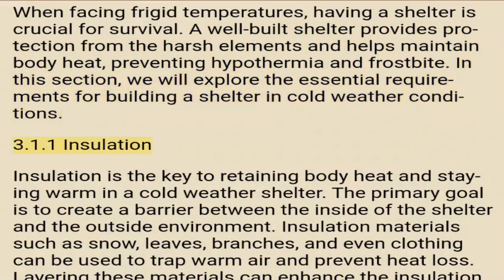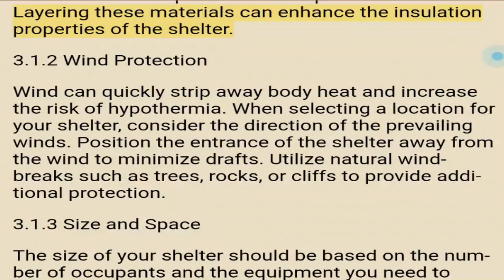3.1.1 Insulation. Insulation is the key to retaining body heat and staying warm in a cold weather shelter. The primary goal is to create a barrier between the inside of the shelter and the outside environment. Insulation materials such as snow, leaves, branches, and even clothing can be used to trap warm air and prevent heat loss. Layering these materials can enhance the insulation properties of the shelter.